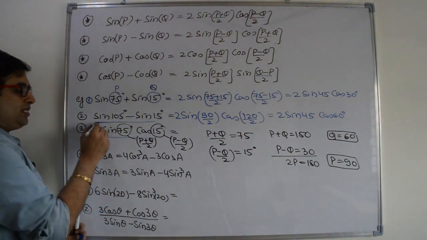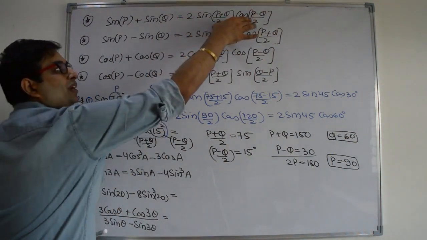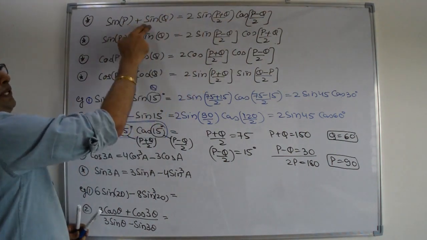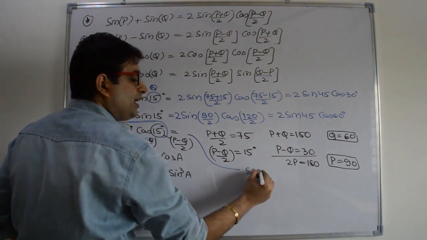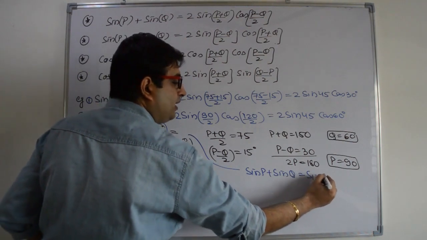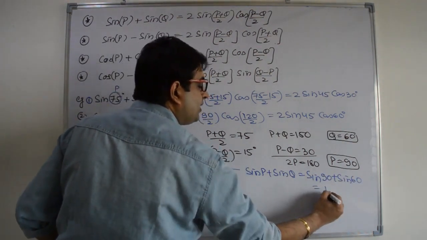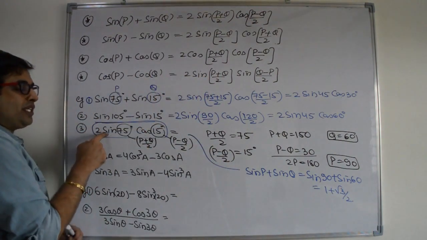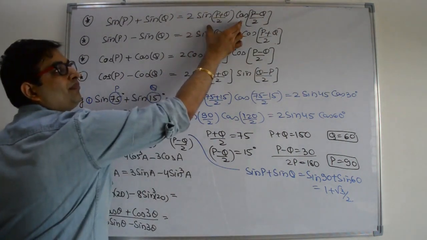So what is the result or what is the answer of this question? This is the right side of this formula. So this is equivalent to sin P plus sin Q. So I can say this is sin P plus sin Q. That is sin 90 degree plus sin 60 degree. That is 1 plus root 3 by 2. Again, 2 sin 75 cos 15 is this type of format, right?